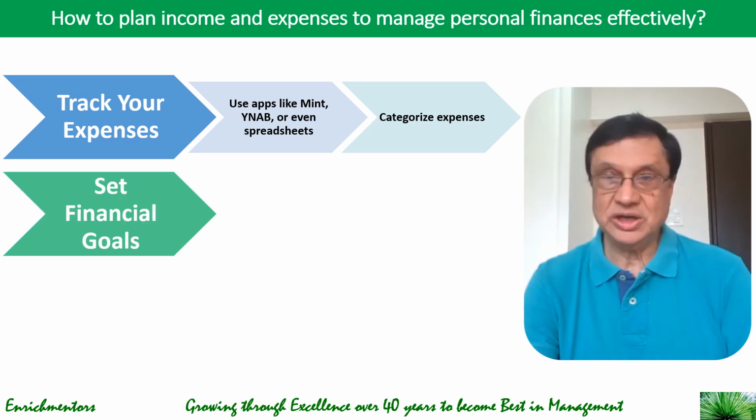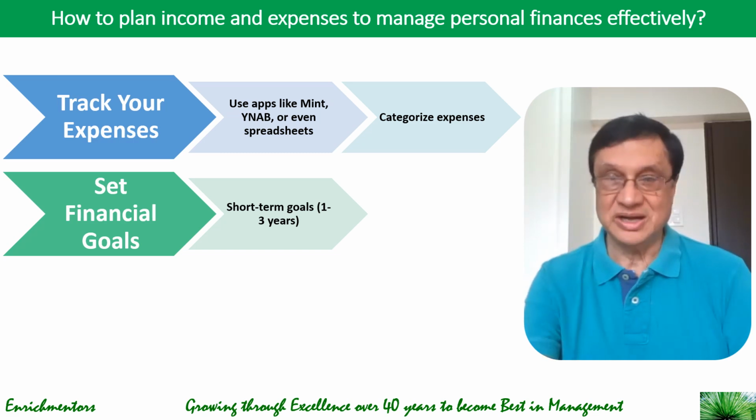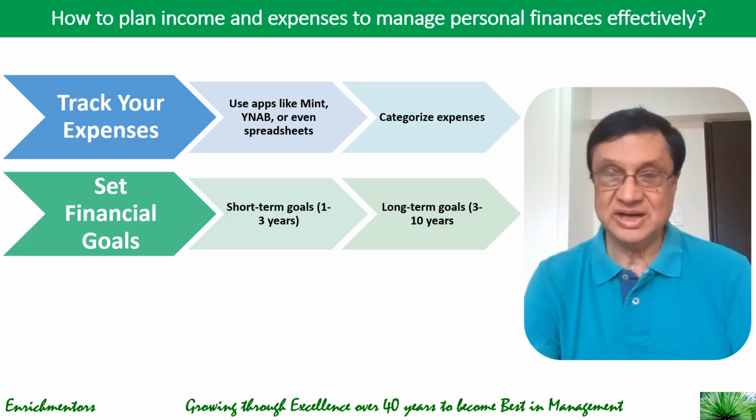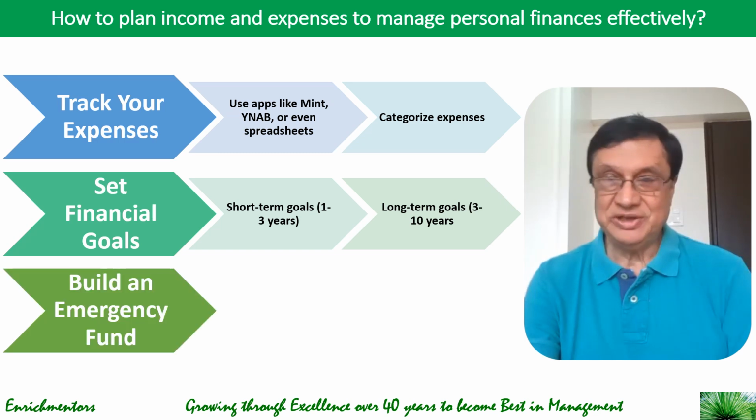You set short-term goals, 1 to 3 years, such as saving for a vacation, building an emergency fund, or paying off credit card debts. And then you also set goals for the long term, 3 to 10 years, like buying a home, starting a business, or retirement planning. And break down each goal into monthly or weekly savings targets and include them in your budget, and then build an emergency fund.